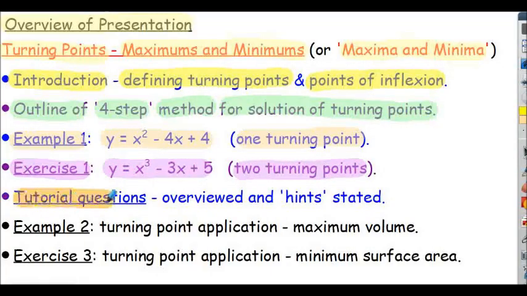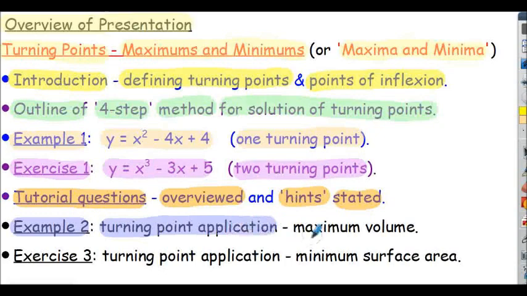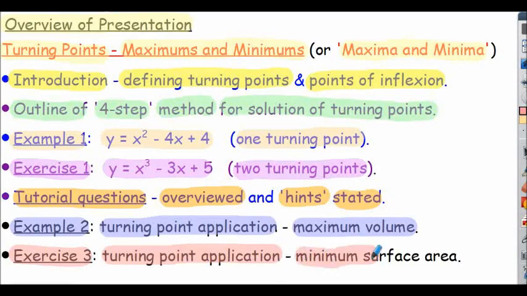Next we have an array of tutorial questions that are overviewed and various hints are stated to help you solve these questions. No solutions to these questions are included here. We then have example 2, which is a turning point application calculating the maximum volume associated with a rectangular steel box. And finally we have exercise 3, again another turning point application problem. This time we're trying to determine the minimum surface area of a cylinder. The full work solution to example 2 and exercise 3 are included in the presentation.